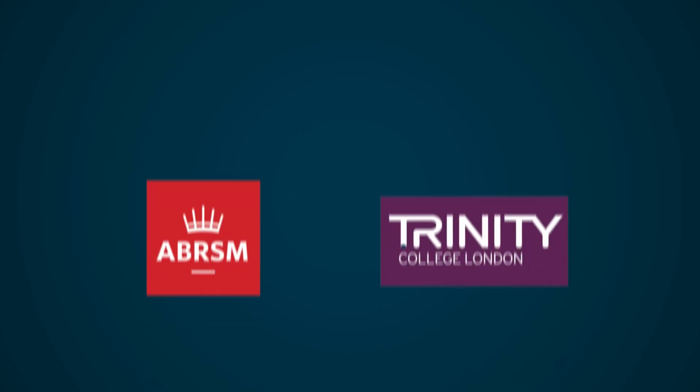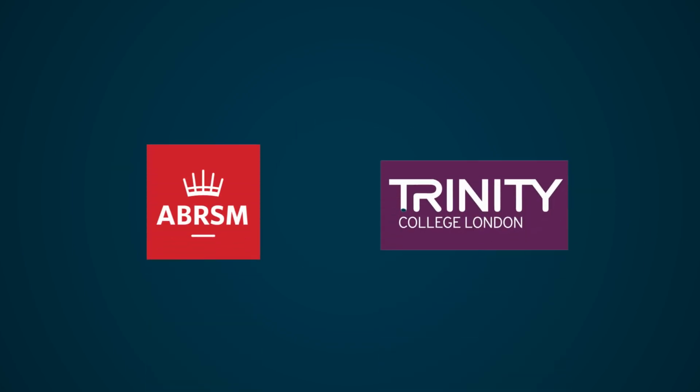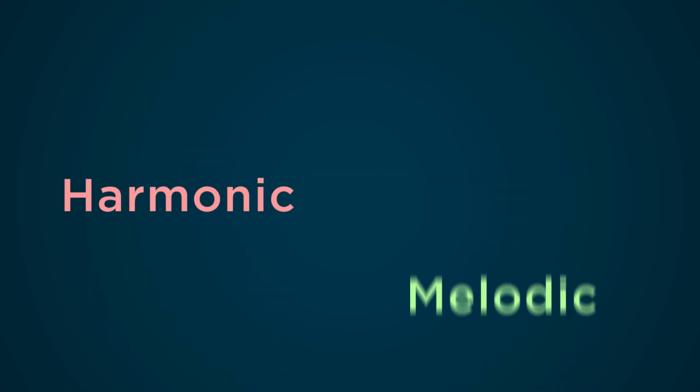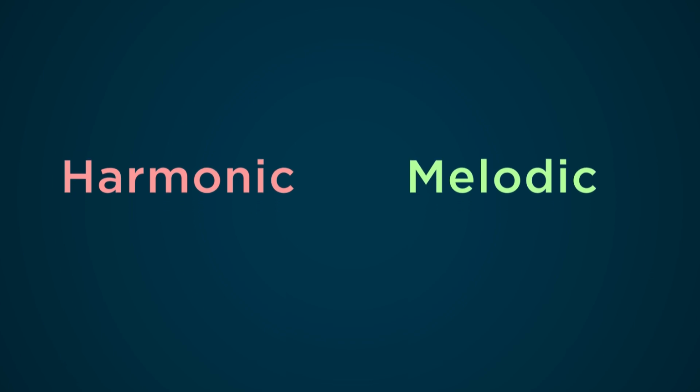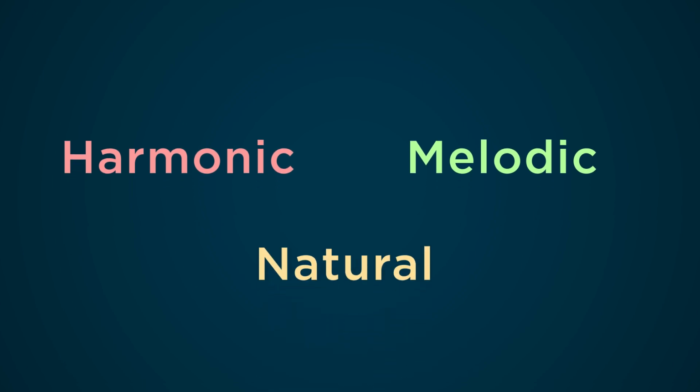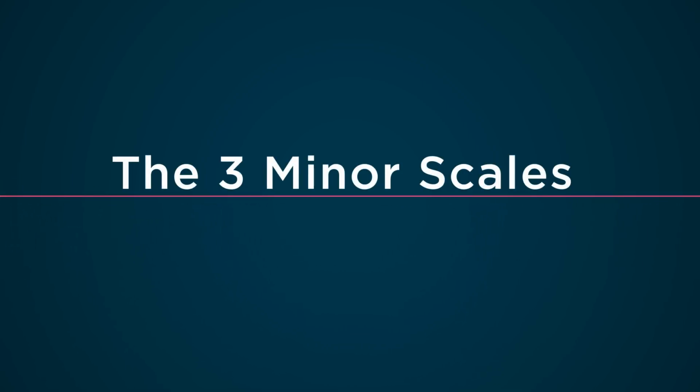If you've ever taken a grade in music and looked at the scale books, you will have noticed that within the section about minor scales, you are given the choice between playing the harmonic minor scales and melodic minor scales. But a lesser known minor scale, the third of the trio, is the natural minor scale. My name is Archetype, and these are the three minor scales.